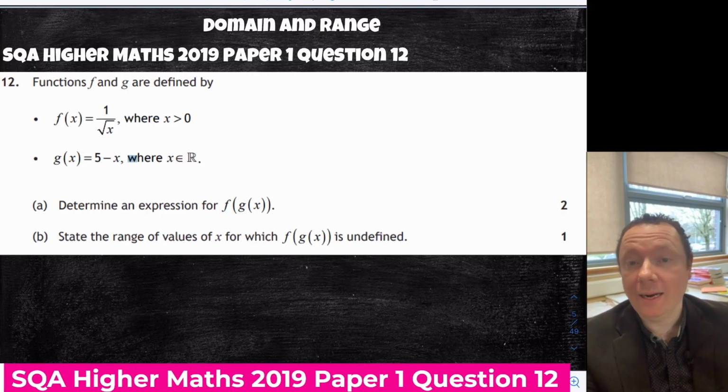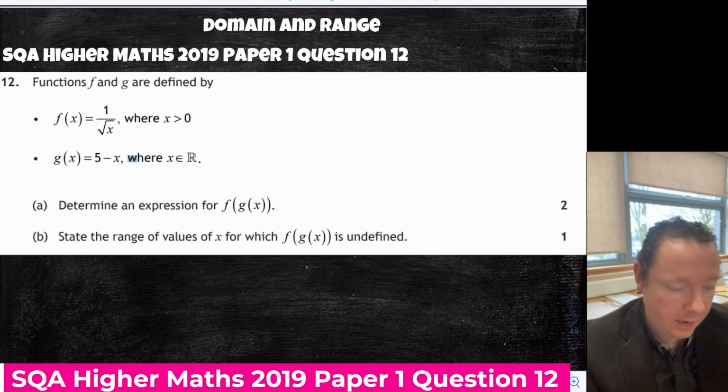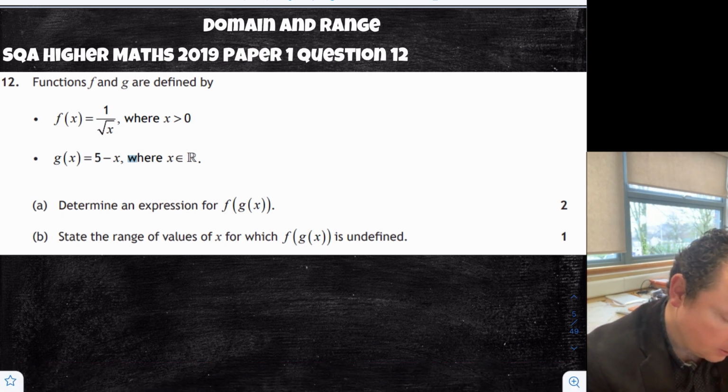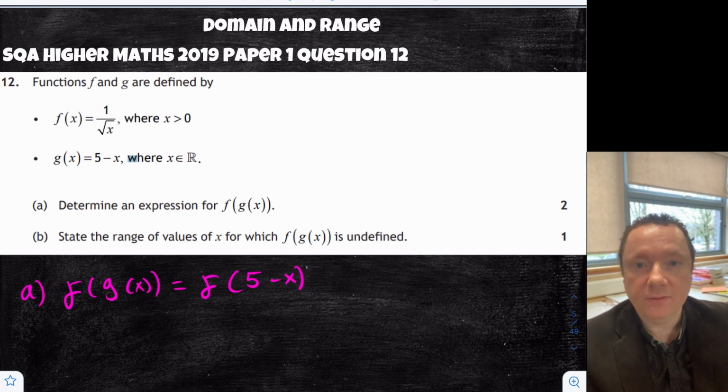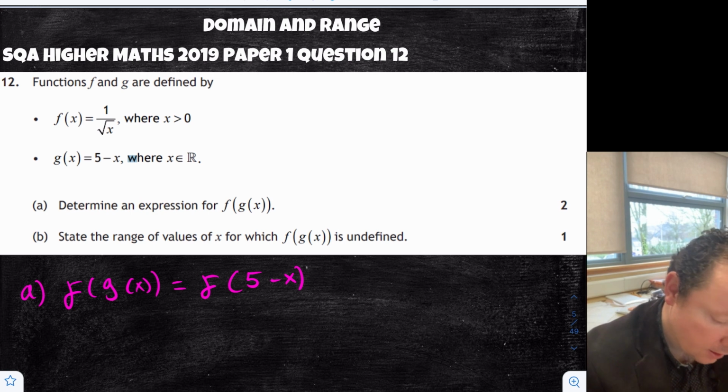SQA Higher Maths 2019, paper 1, question 12. Two functions are defined as f and g. You have to determine f of g of x. So let's do this. Question A, f of g of x equals f of, well, g of x is 5 minus x. So I'm substituting 5 minus x every time I see an x in f of x. So that is 1 over the square root of 5 minus x.